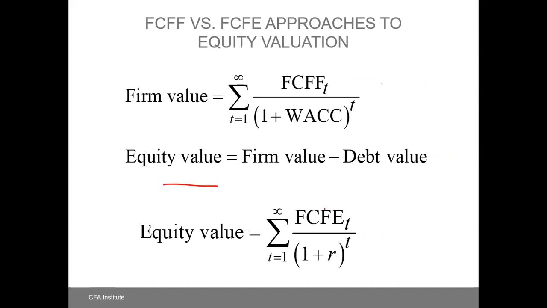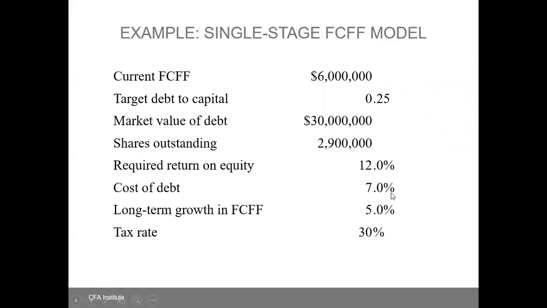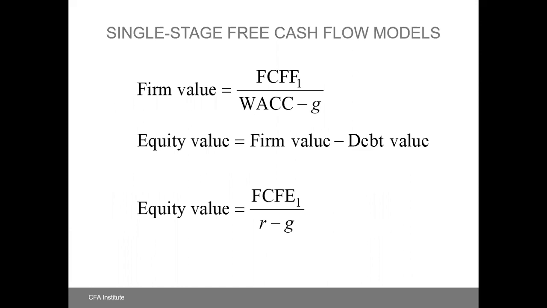And another approach, as I mentioned, is that if we take the present value of free cash flow to the equity and discount it at the cost of equity, we can get the equity value. Okay. So far, so good. So let's try to apply what we have learned using a very simple calculation. So we have the current free cash flow to the firm, 6 million. Have we missed any? Yeah, we have missed one slide here.